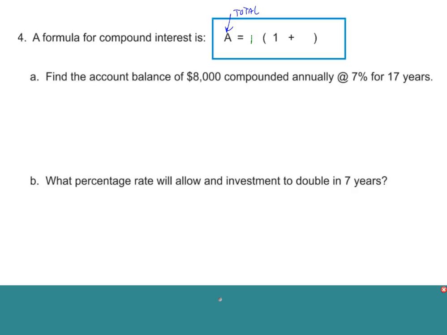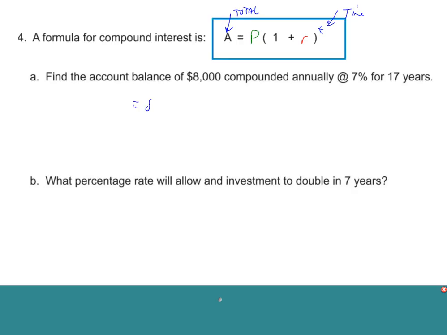The formula is the principal. You guys remember that's the amount you invest or the amount you borrow. Times 1 plus R, where R is the interest rate. And then all of that to the T, which is time. So this is a compounding formula, and it'll figure out the total amount in the account when you compound. The first example is very, very easy.